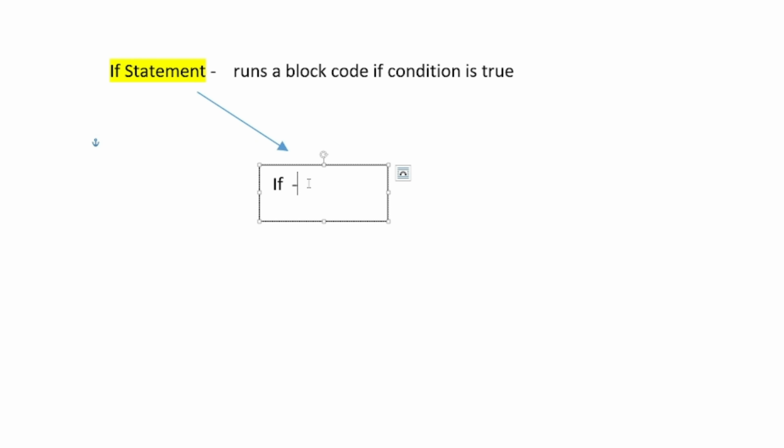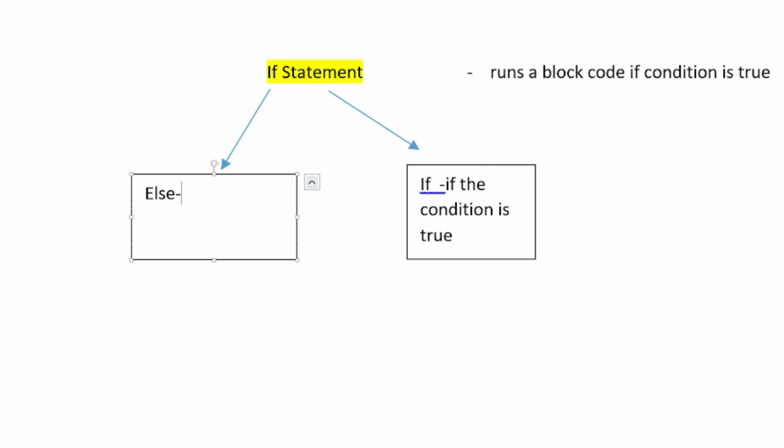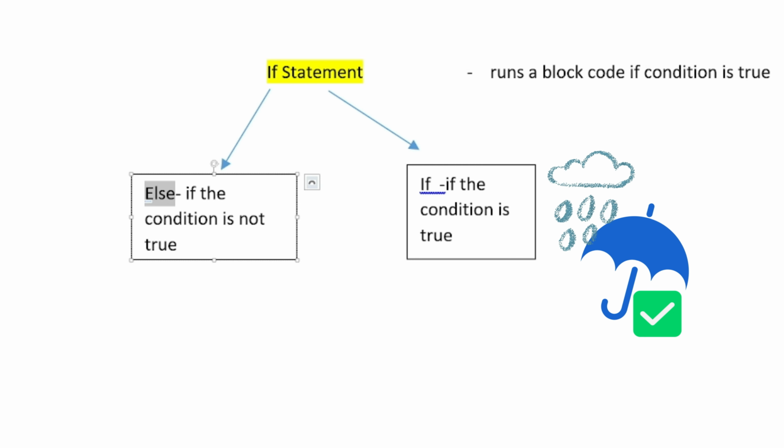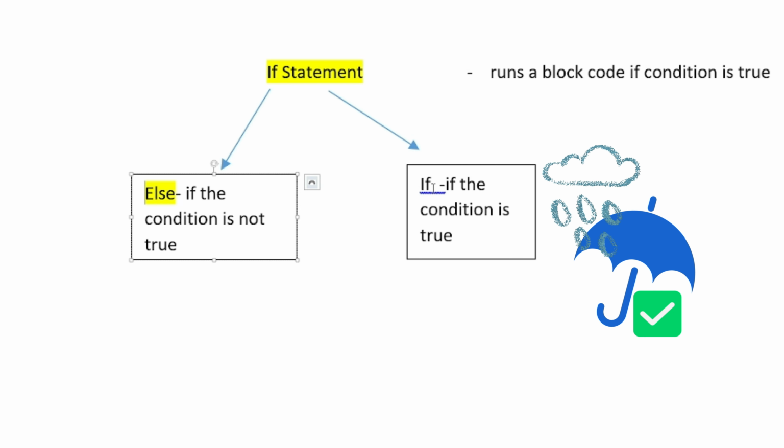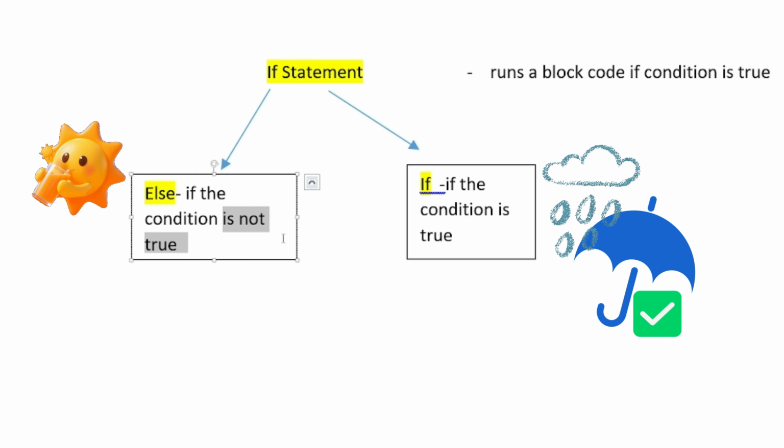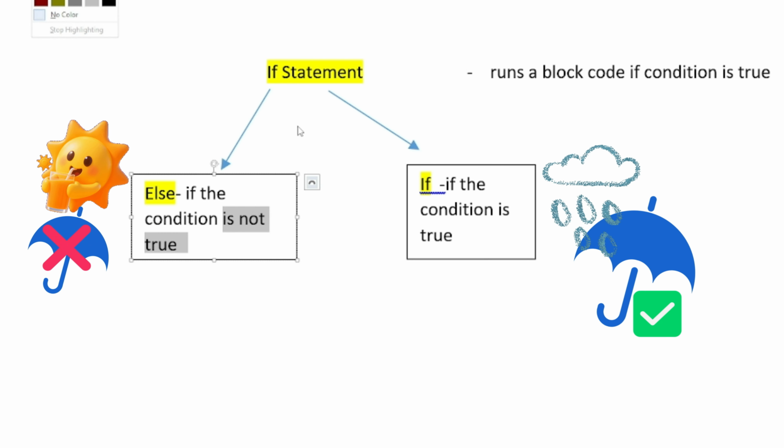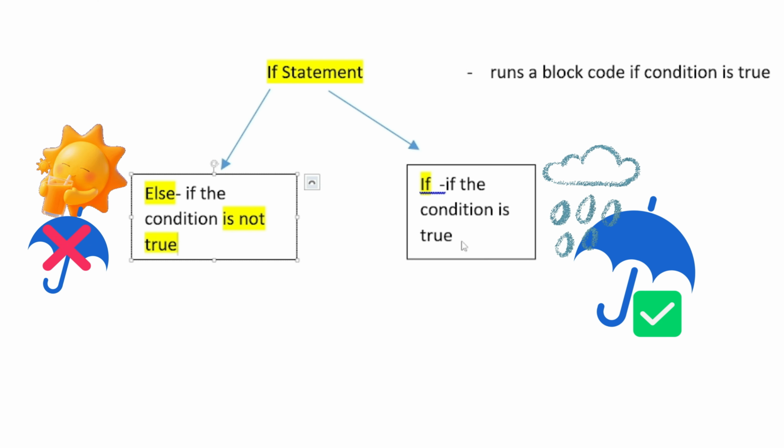But what if the condition is not true? Then we will use else. So we use if when the condition is true and else when the condition is not true. For example, you will take an umbrella if it's raining. This part you will write with if because it's true. It's raining and you take an umbrella. But if it's not raining, so if the condition is not true, you don't take an umbrella. This part you will write with else because the condition is false. It's not raining and you don't need an umbrella.